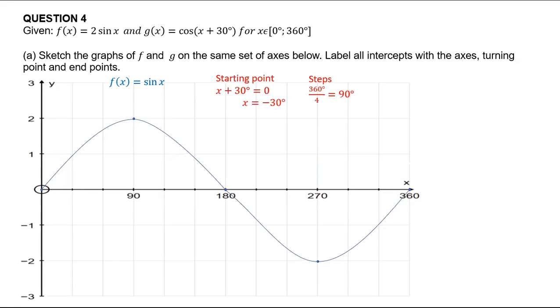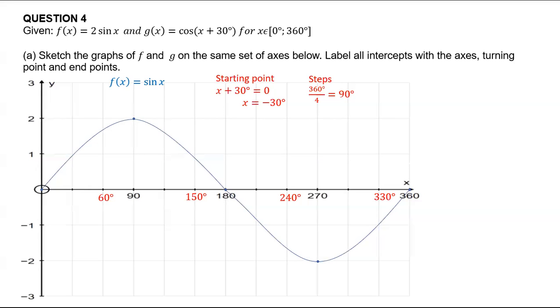Okay. Now, once I get that, I'll just keep on adding from the starting point. So I'll start at negative 30. From negative 30, when you add 90, you will get 60. From 60, when you add 90, you will get 150. From 150, add 90, you will get 240. From 240, add 90, you will get 330. This is how I will do it.